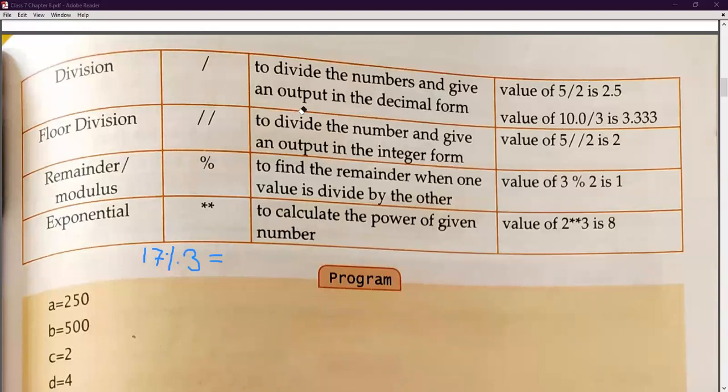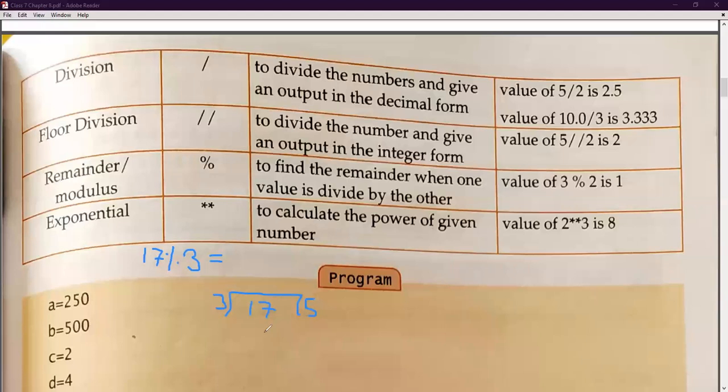Okay, so here I am going to solve this expression. Supposingly, I have written here 17 percentage 3. So 3 1s are 3, 3 2s are 6, 3 3s are 9, 3 4s are 12, 3 5s are 15, and 3 6s are 18. So I have to take 3 5s are 15.